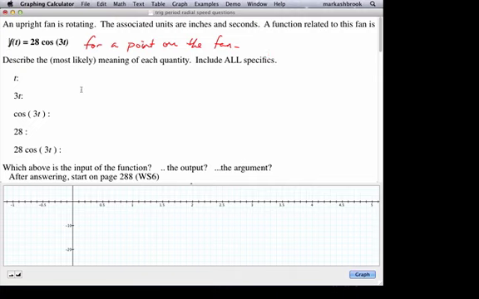What did you think t meant? Time in seconds since the fan was turned on. Do we need anything else? We want to make sure we got all the specifics. Do we need anything else for that? What about that?